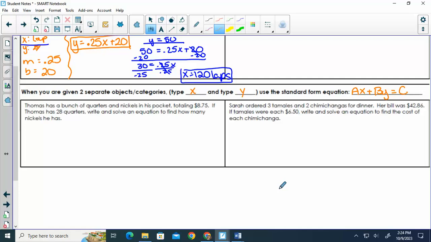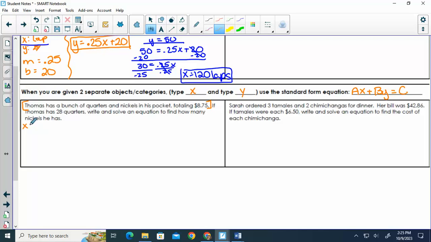We have two totally different things. No slope given, no actual ordered pairs given. And we have to do this because we don't have any given information. So if we look, Thomas had a bunch of quarters and nickels in his pocket, totaling $8.75. Okay, stop right there because the second sentence is my question that we have to solve later. Did I give you any information for an ordered pair there? Did I give you a slope, something per something? No. All I know is he has quarters and he has nickels. So that's two different variables.